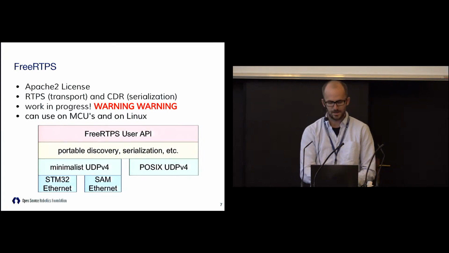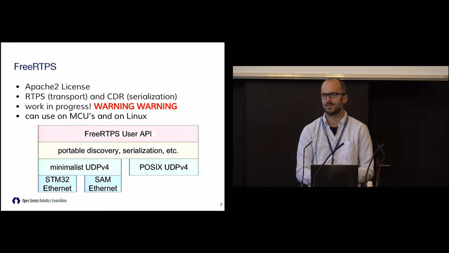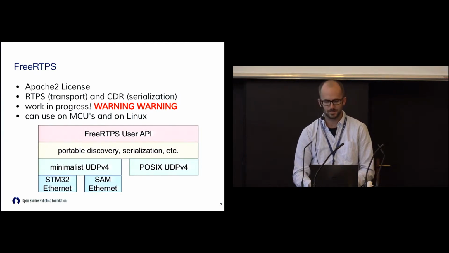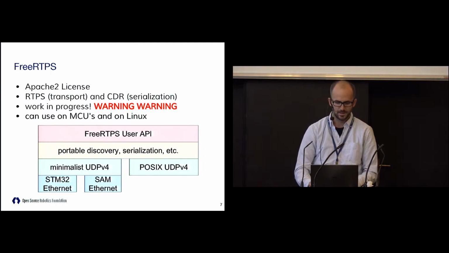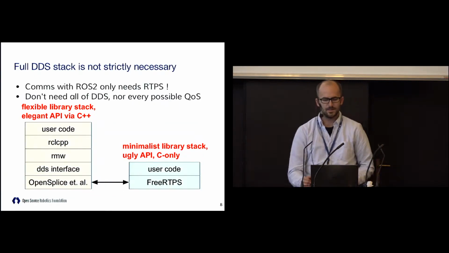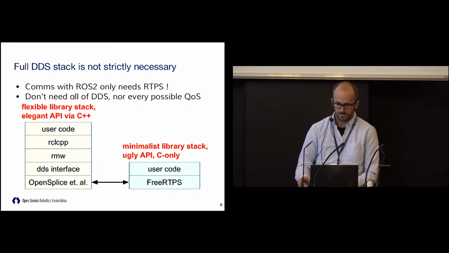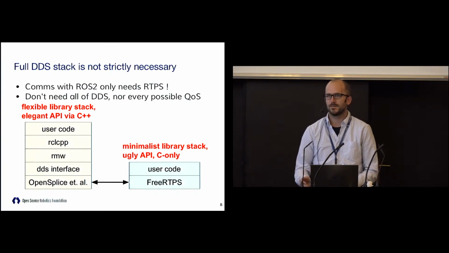And calling our thing a UDP stack is really generous. It just stuffs a buffer and calls it through to the transceiver on the microcontroller themselves. So it's a very thin networking stack. The important thing here is that we really don't need a full DDS stack in order to interoperate with ROS2 nodes. Really what we need to have is the network traffic on the wire that's RTPS packets.